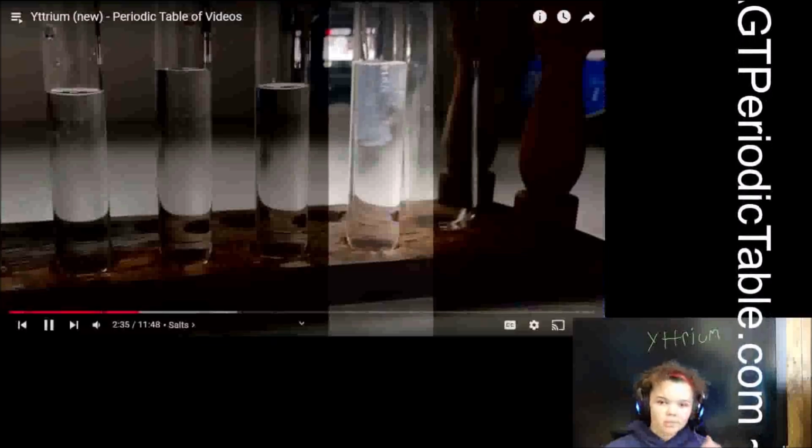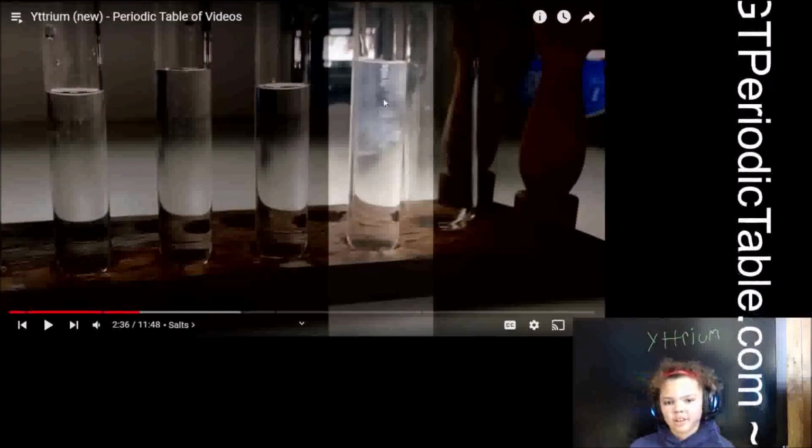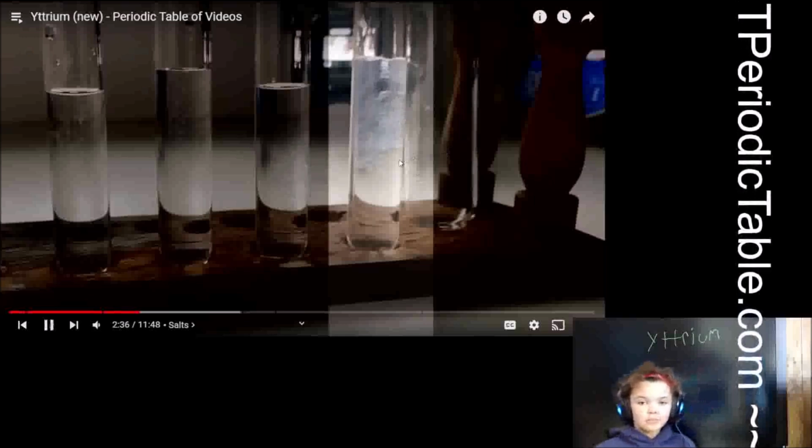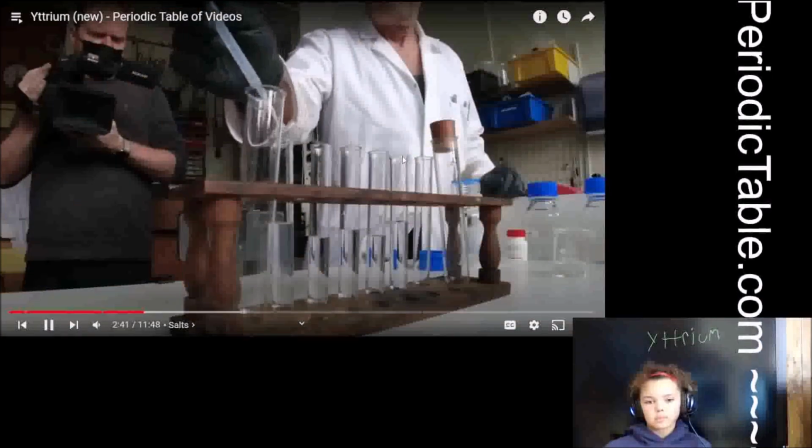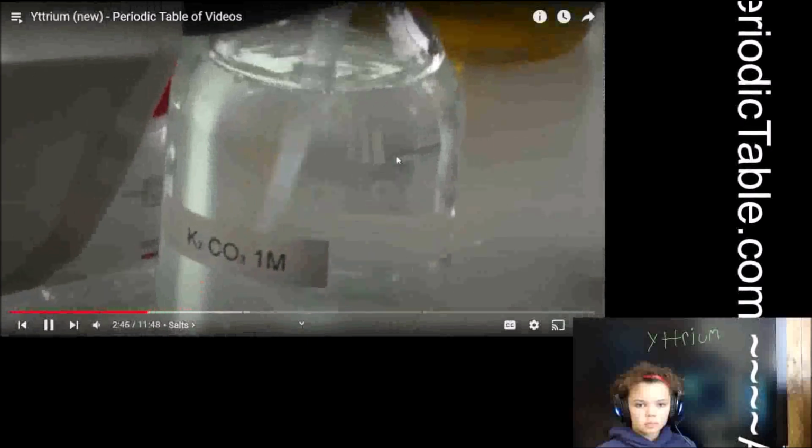So we filled a series of test tubes with a solution of yttrium chloride, and then Neil dropped different chemicals into each test tube. The first one was sodium sulfide, which was a bit disappointing. It didn't really do much, just a whitish, cloudy precipitate. Then potassium carbonate produced really quite a nice precipitate.